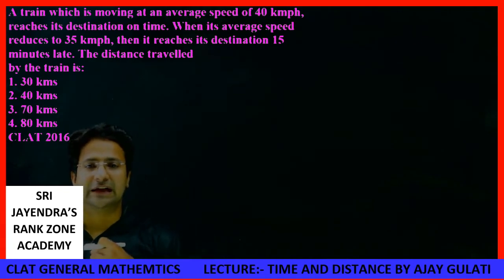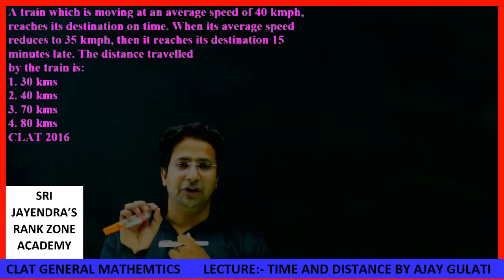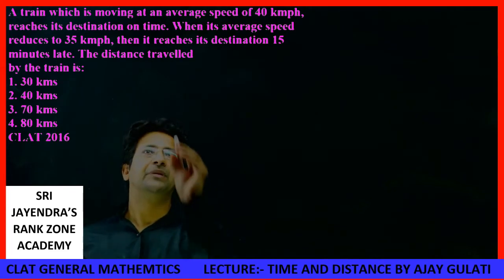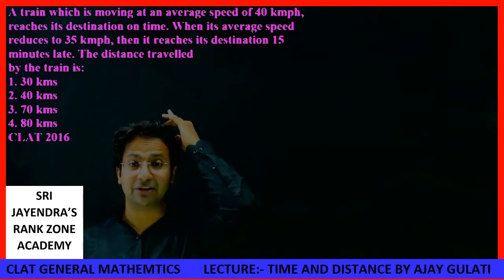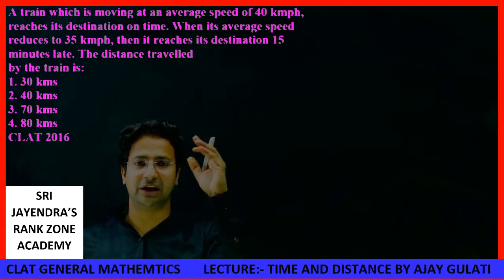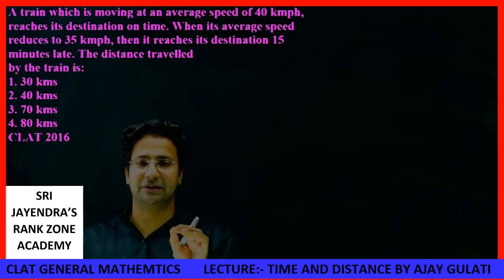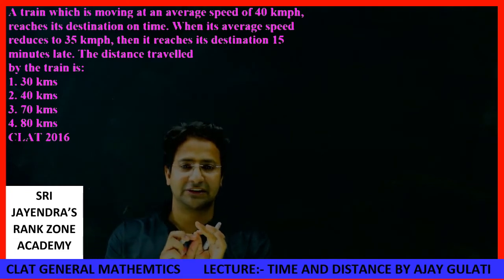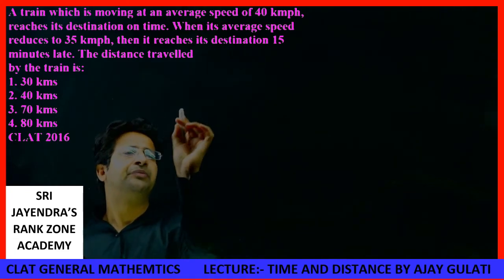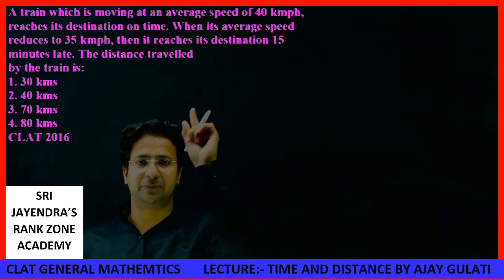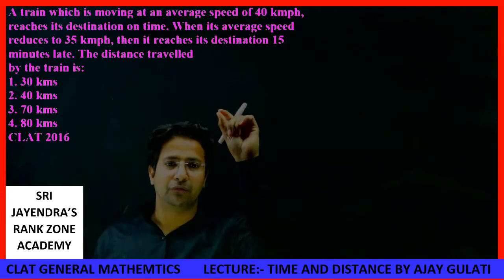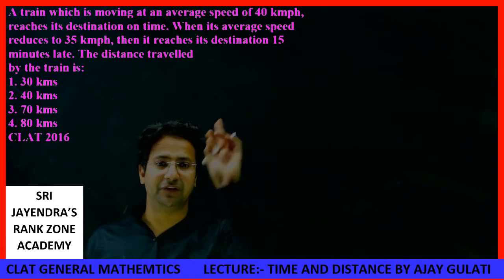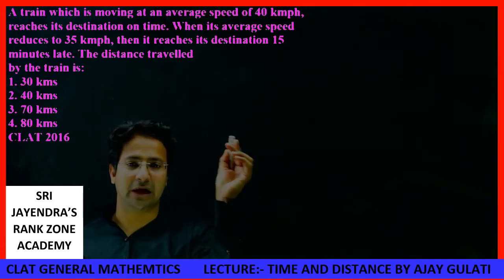Next question, students. A train which is moving at an average speed of 40 km per hour reaches its destination on time. When its average speed reduces to 35 km per hour, it reaches its destination 15 minutes late. The distance traveled is, students, we have one speed 40, the other speed is 35. At one point of time we reached on time, while with the other speed we reach 15 minutes late.